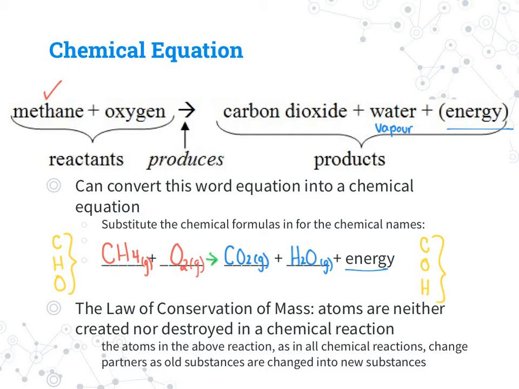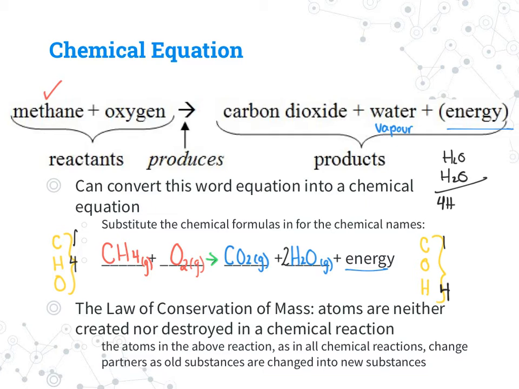We have 1 carbon in our reactants and currently 1 carbon in our products. So those are balanced. I currently have 4 hydrogens in my reactants and only 2 in my products. So to make sure that I have the same number of atoms of hydrogen in reactants and products, I would add a 2 in front here. I still have 4 hydrogens in my reactants, but now I have 2 water molecules. And if I have 2 water molecules, that means that I have a total of 4 hydrogens. So hydrogen is now balanced.